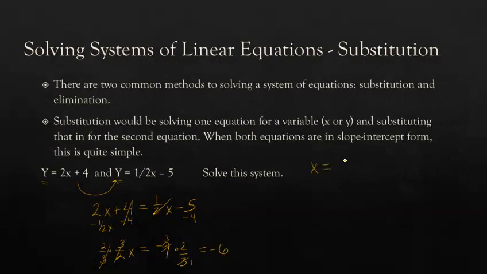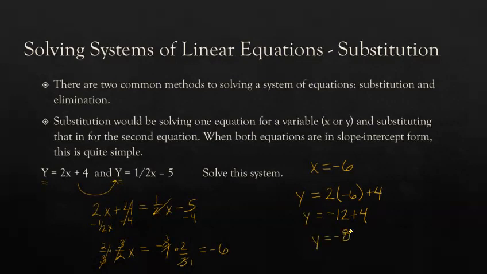How do I find my y? Well, I just substitute in -6 in either one of these equations. This first one seems a little bit easier, so y is equal to 2 times x, my x is -6, plus 4. 2 times -6 is -12, plus 4, so y is equal to -8.